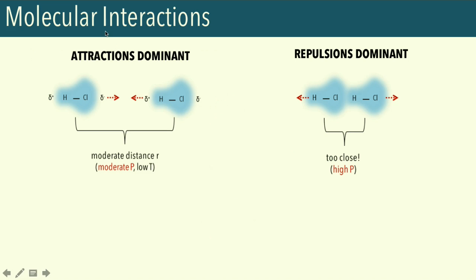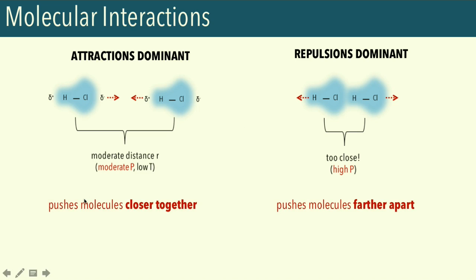So let's summarize the two types of interactions. If we have a moderate distance between our molecules, attractions are going to dominate. If we have these two molecules together, they're going to be drawn even closer to one another. If repulsions are dominant, which occurs at very high pressures, they're too close to one another, so they're going to want to push away from one another. So overall, if attractions are dominant, the molecules are going to be pushed closer together, and if repulsions are dominant, they're going to be pushed farther apart.